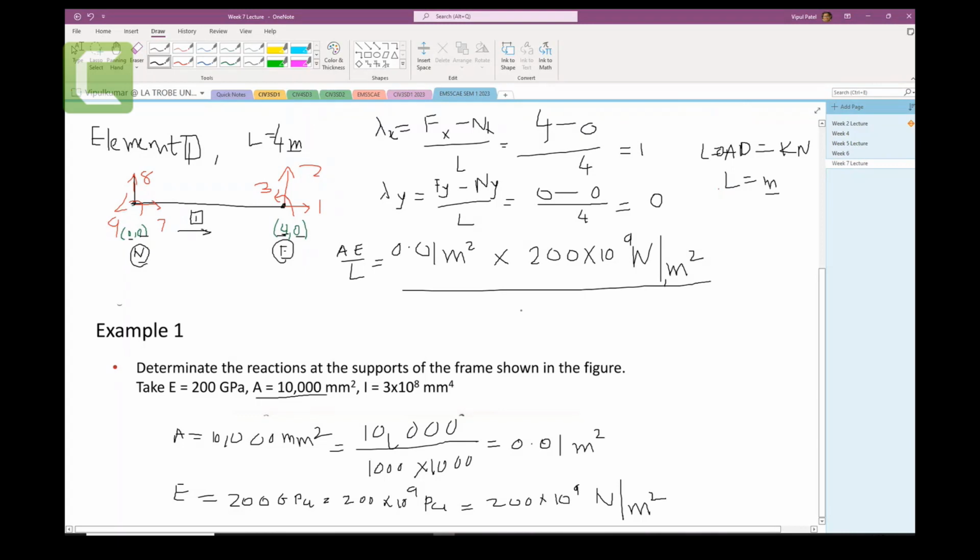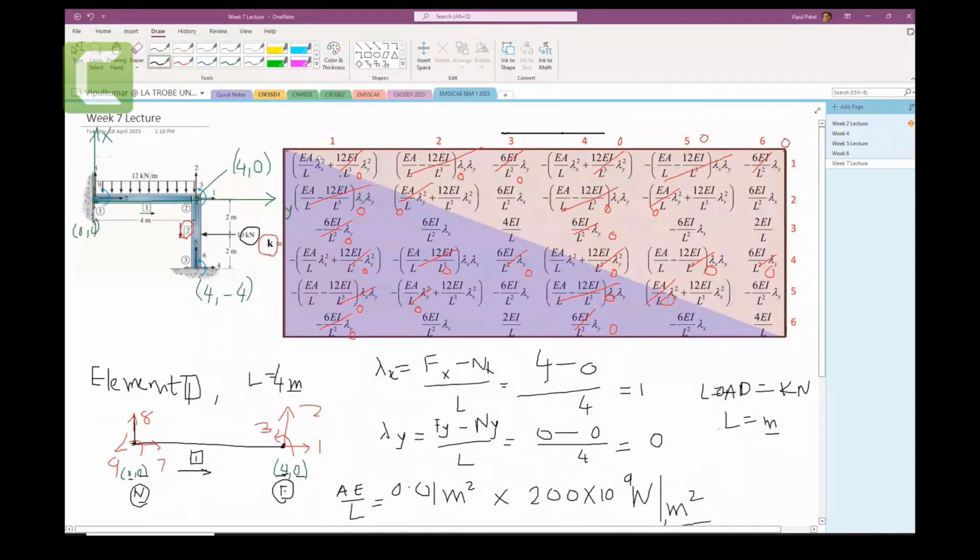Over length, we have 4 meters. So if you use your calculators, you will get 500 times 10 raised to 6 Newton per meter. Okay, AE on L done. What others do we need? This one, 6 EI on L squared. We need this, or 12 EI on L cubed.